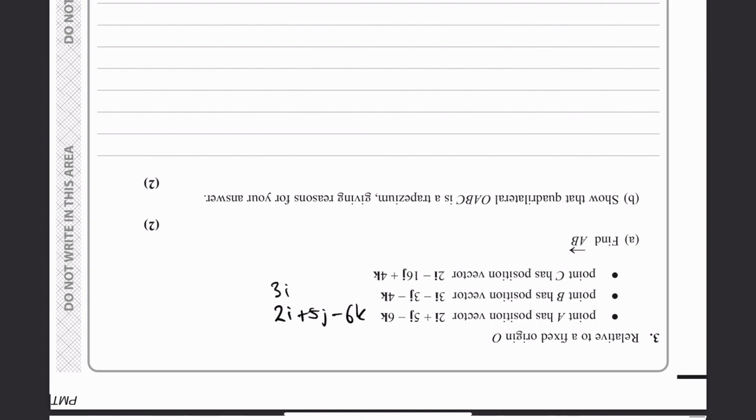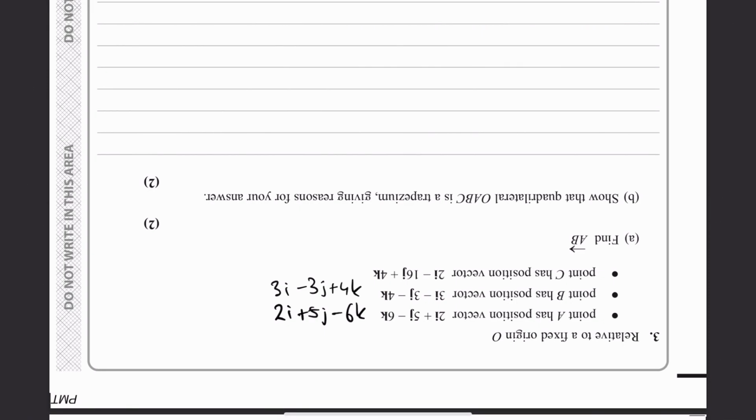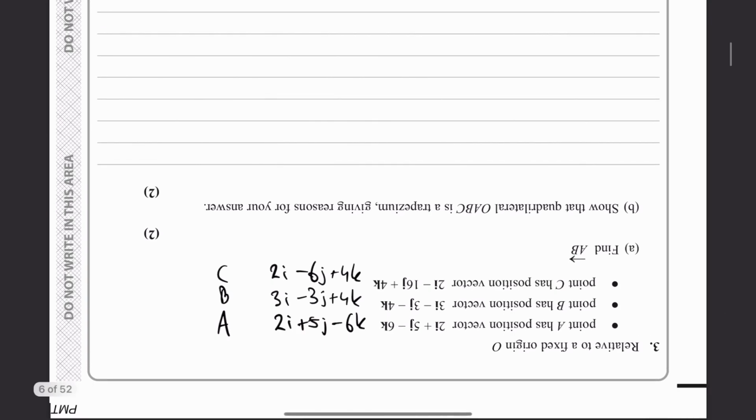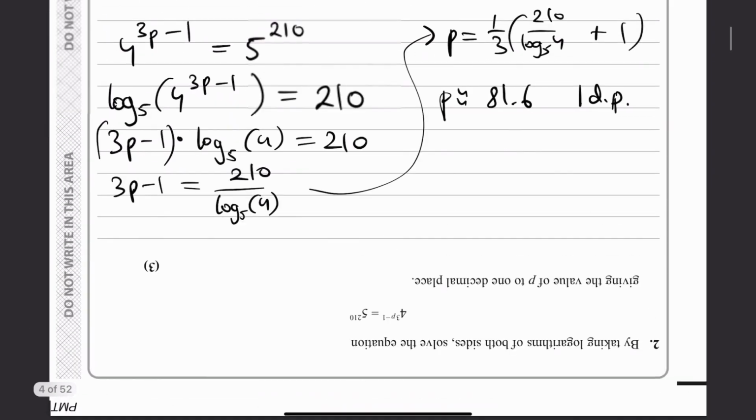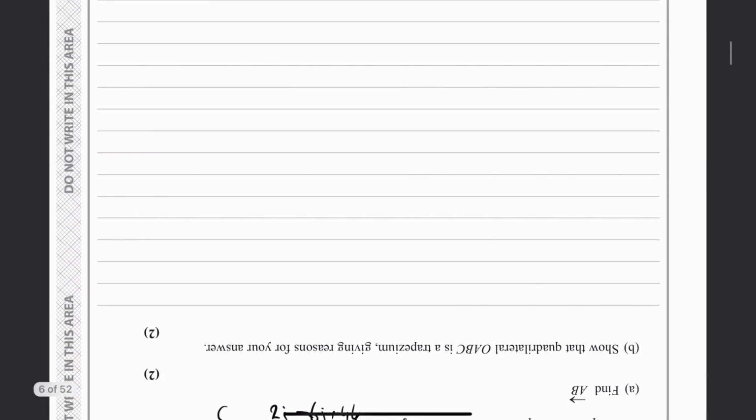3i, so it's basically just giving me a bunch of points. Plus 4k, and point C has 2i minus 6j plus 4k. Okay, here are our 4 points. Probably label these C, B, A because they're in reverse order, and it wants me to find AB. This doesn't seem too hard, but that is only part A. Let me check if the other question had multiple parts. It didn't.